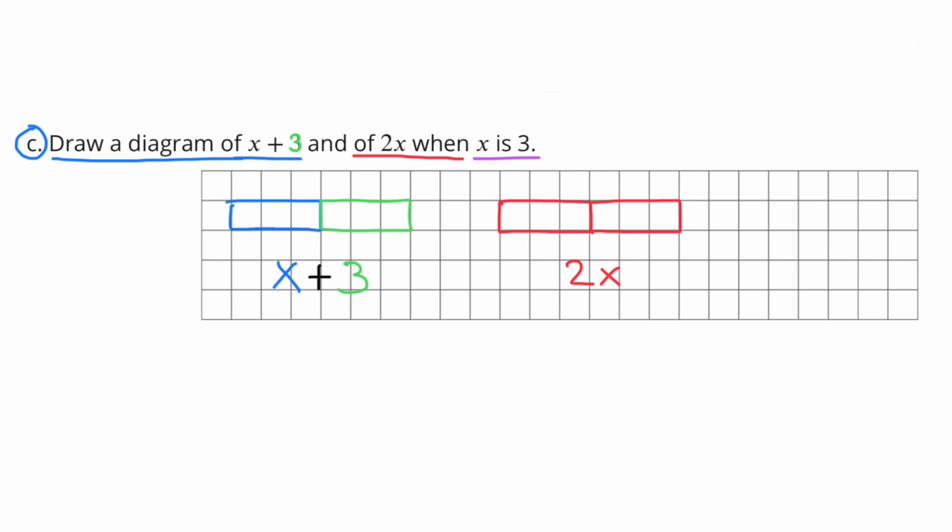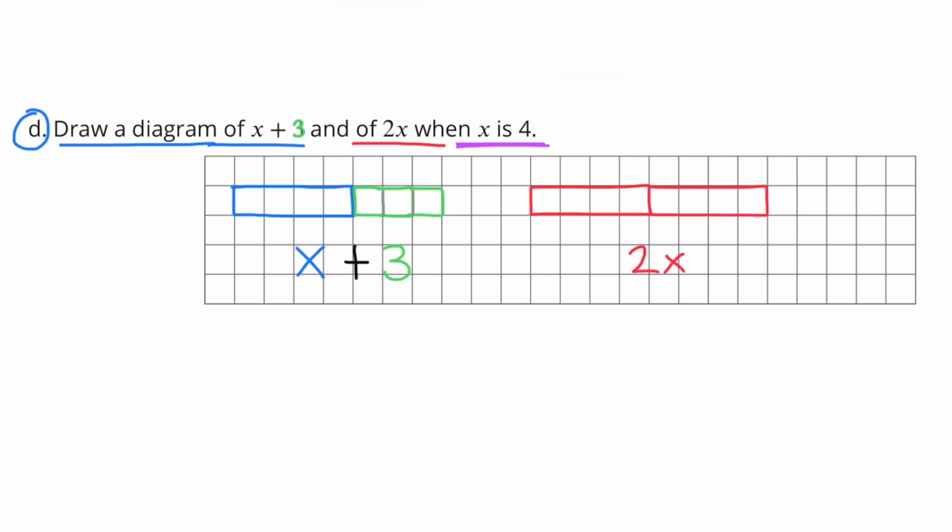C. Draw a diagram of x plus 3 and of 2x when x is 3. When the value of x is 3, 3 squares in my grid would equal 1x. So x plus 3 equals a total of 6 squares, or 6 units, and 2x is a total of 6 units.